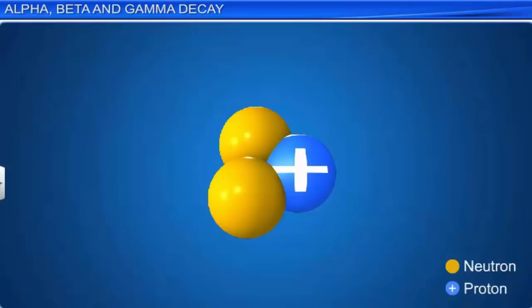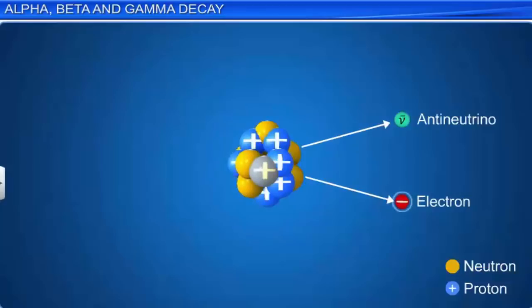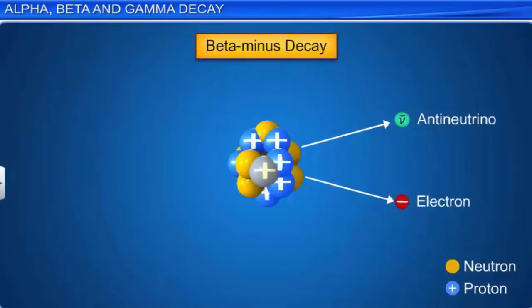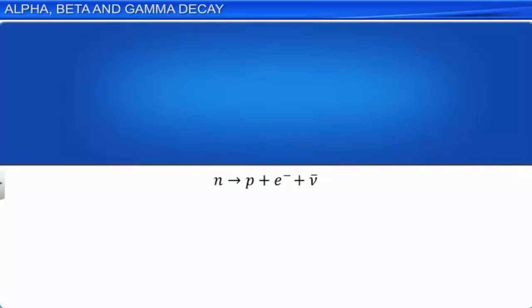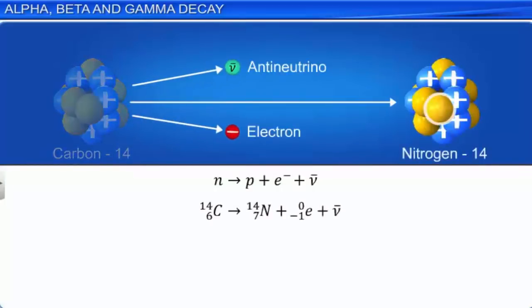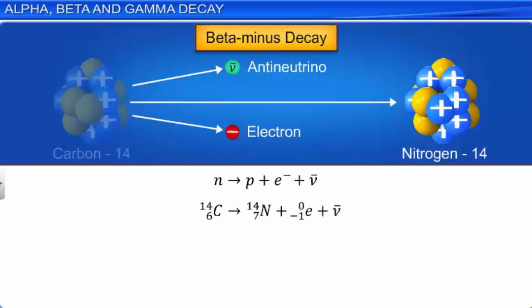The decay in which an electron is emitted is called beta minus decay. In this decay, a neutral, massless particle called an antineutrino, denoted by the symbol nu bar, is also emitted. For example, when carbon-14 decays into nitrogen-14, it emits an electron and an antineutrino, which is denoted by nu bar. This is called beta minus decay since the particle emitted is the electron. Here, we see that a neutron converts into a proton and in the process emits an electron.